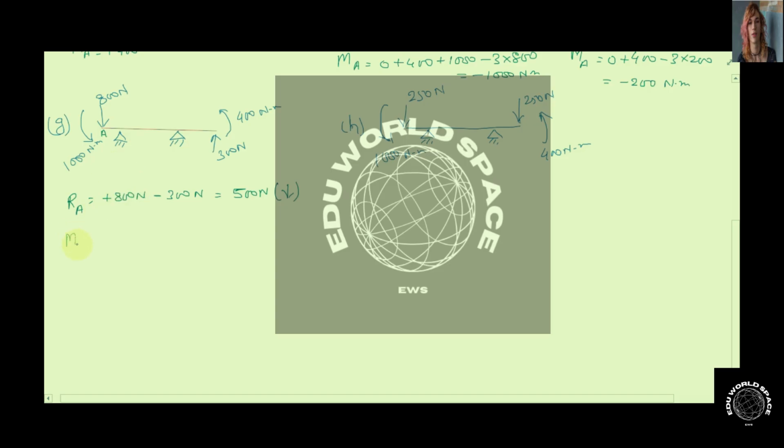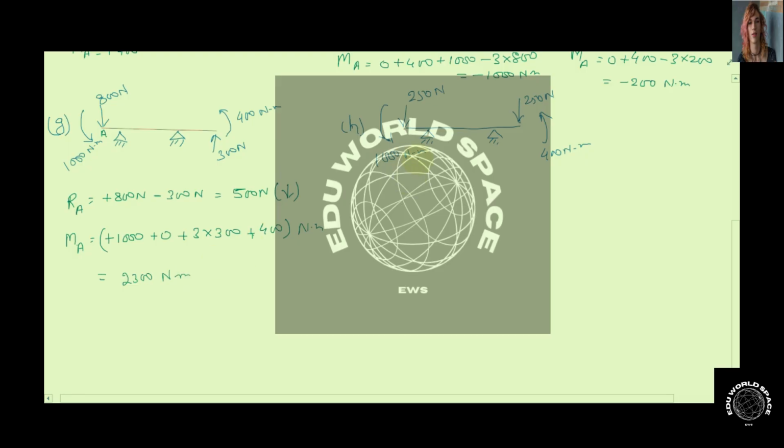Now talking about the moment about point A, this 1000 Newton meter is in counterclockwise direction, so plus 1000. This 800 Newton will have no effect since it is passing through the point A. This 300 Newton is going to cause a counterclockwise couple, so plus 3 multiplied by 300, and this 400 is also in counterclockwise direction, so it will be plus 400. All of these units are going to be in Newton meter. If you solve this, this will be 900, this is 400, so 1300 plus 1000, this gives 2300 Newton meter.